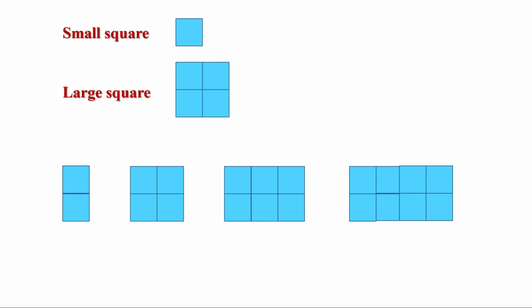How many small squares are there? 8. Very good. Now let us write it as a sequence. The sequence of small squares is 2, 4, 6, 8, etc. Now let us look at the second part of the problem. We have to find how many large squares are there in each figure.